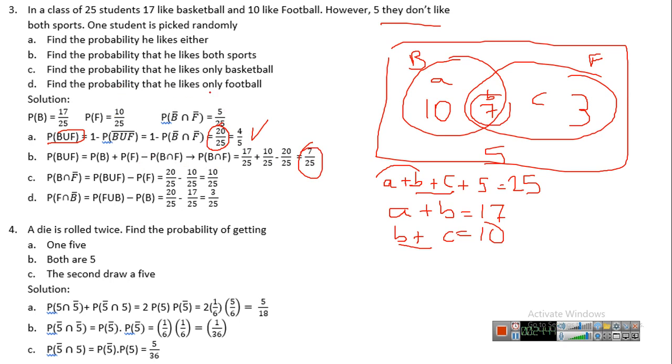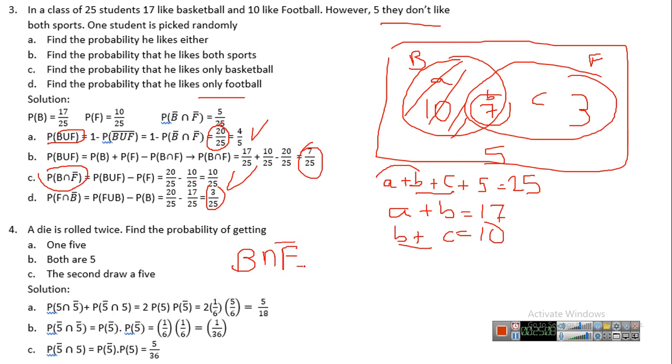Find the probability that he likes only basketball. I want to get rid of the 7. Only basketball is 10 over 25. Find the probability he likes only football. He likes only football, it is 3 over 25. But if you want to write it in probability, he likes only basketball, you say basketball and he doesn't like football.